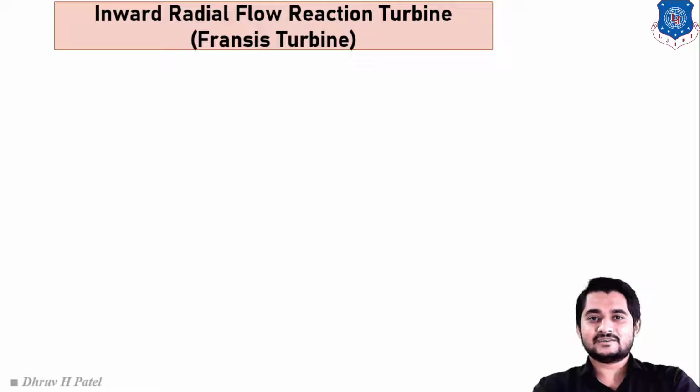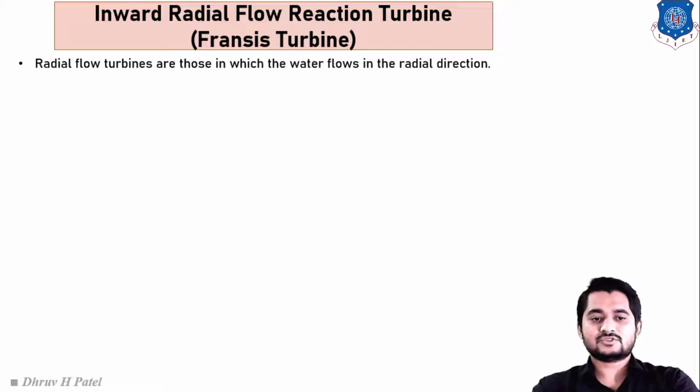In today's lecture, we will learn about Francis turbine, or we can say inward radial flow reaction turbine. So first of all, radial flow reaction turbines are those turbines in which water flows in the radial direction. That means from the outside to the inner side or from the inner side to the outward side.